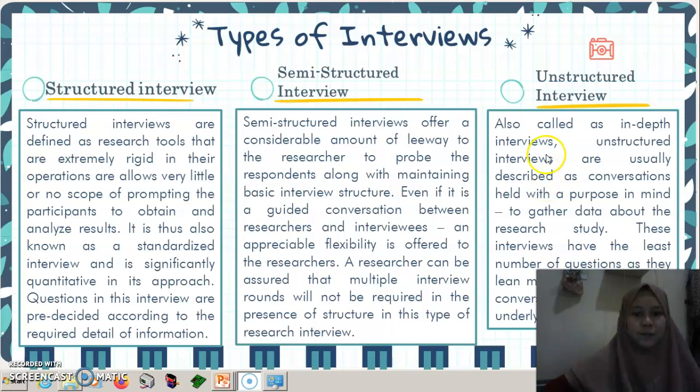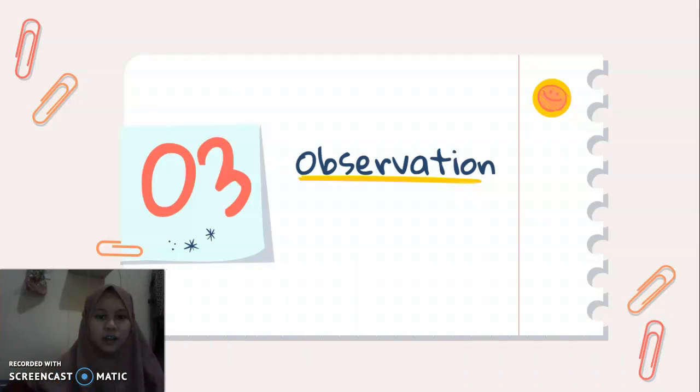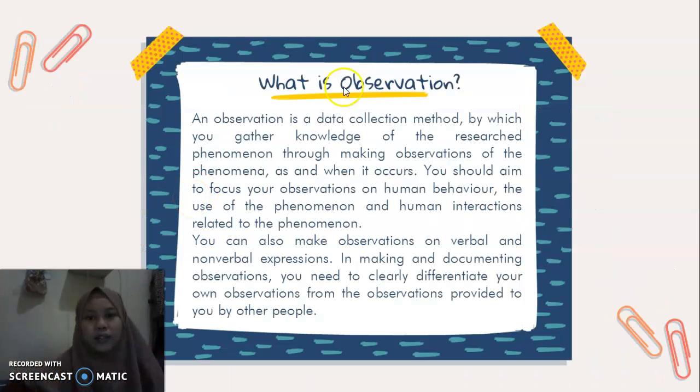Next. Third, observation. What is observation? An observation is a data collection method by which you gather knowledge of the research phenomenon through making observation of the phenomena as and when it occurs.